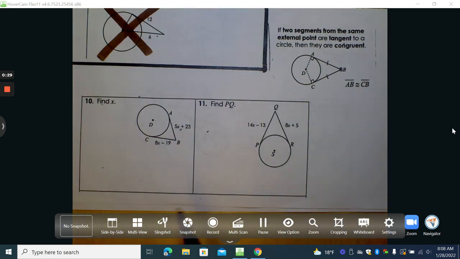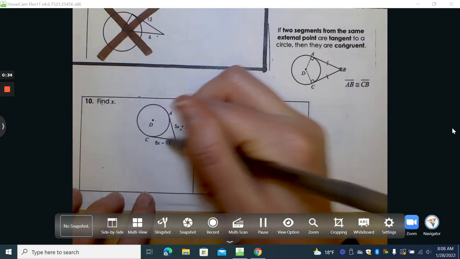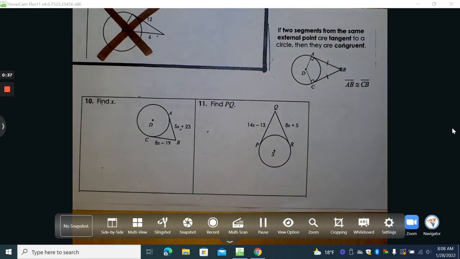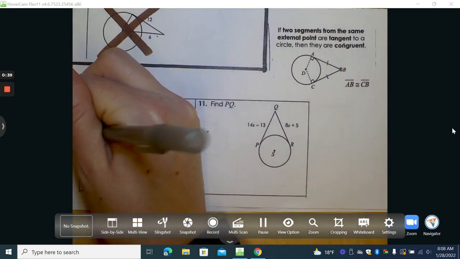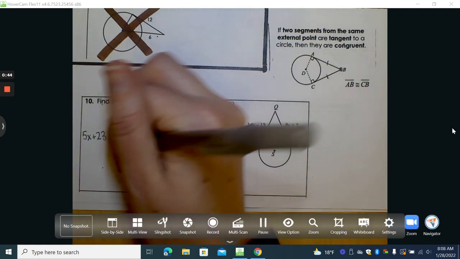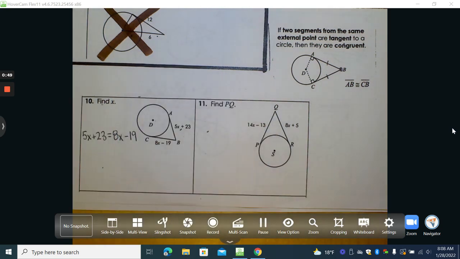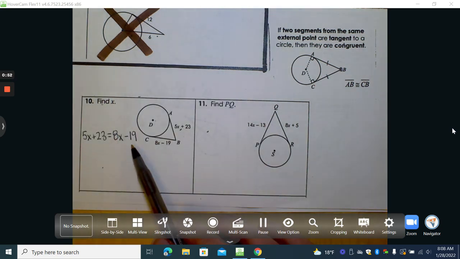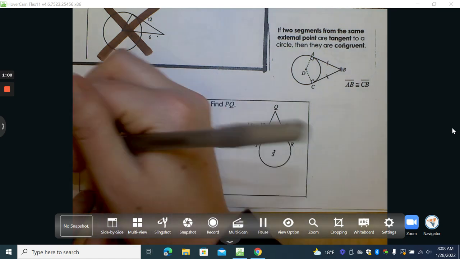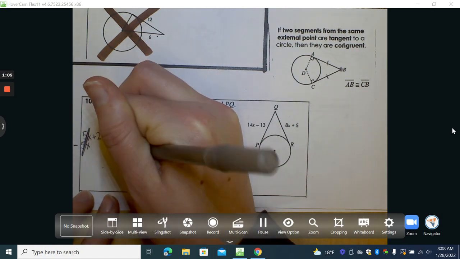So when we're given a situation like this, these two segments are equal to each other. So let's set up an equation where they're equal to each other. 5x plus 23 equals 8x minus 19. And I have this equation where this side is equal to that side. And I have an x on both sides of my equation, so I need to move my x's first. Let's subtract x's to the same side. I'll subtract 5x away from this side and move it to my left side.